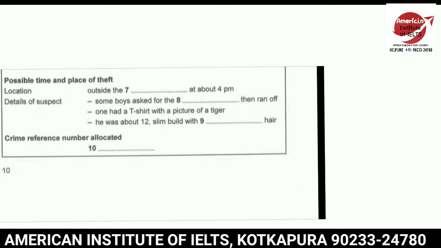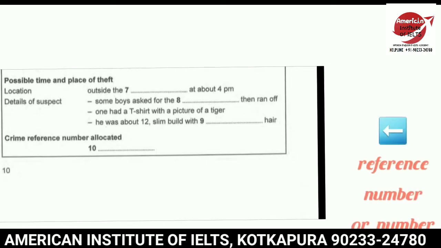Then the next question, details of suspect. Suspects are people who are suspicious, on whom somebody is having suspicion. So some boys asked for the dash, then ran off. Okay, boys asked for the, that is your keyword. Then coming straight to question number 9: he was about 12, slim, built with dash hair. Now for question number 9, you need to write down the type or quality of hair. And lastly, crime reference number allocated. So in this case, you will have to write a reference number, or a number. Okay, so let us try this activity.